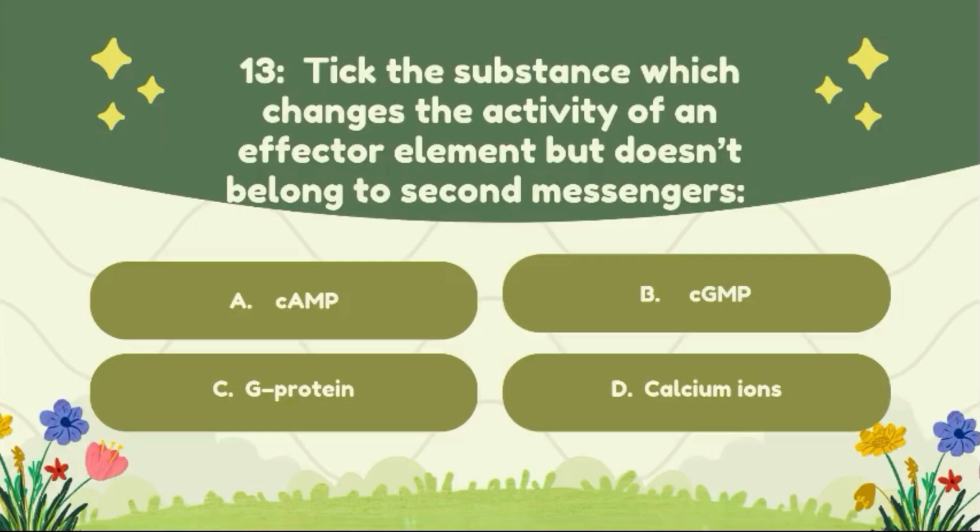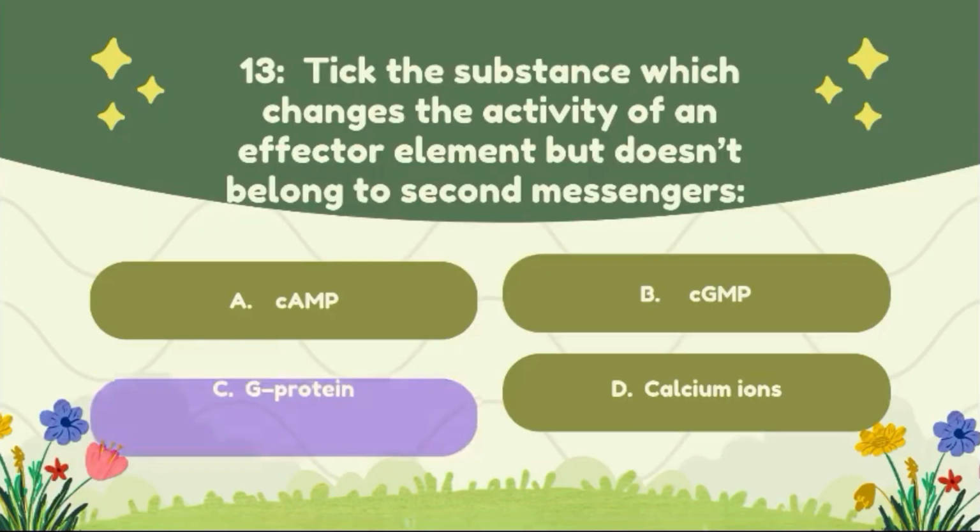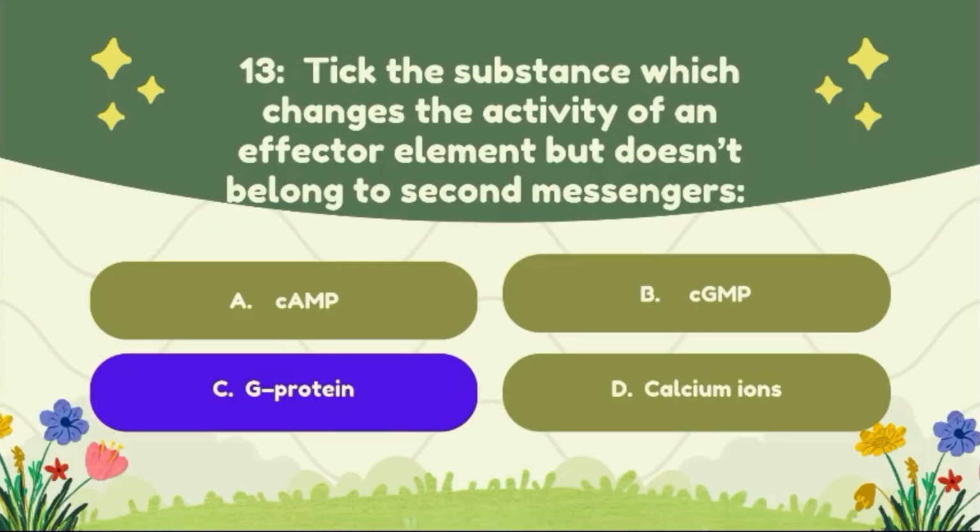Question number 13. Pick the substance which changes the activity of an effector element but does not belong to second messengers. Option A is cAMP, option B is cGMP, option C is G protein, option D is calcium ions. The correct answer of this question is G protein.